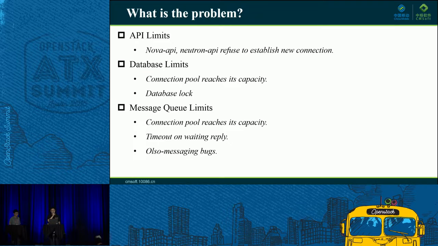The third one is message queue limits. Also, we find all this in the logs: the connection pool reaches capacity, and timeout on waiting for reply. And the last, we have found some oslo.messaging bugs, and we have the patch from Mirantis. So, okay, thanks Mirantis.